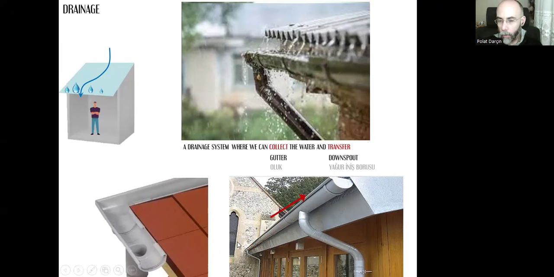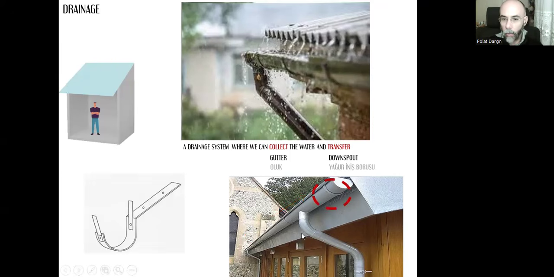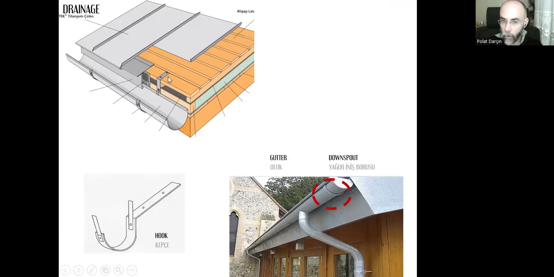That's why we need to provide a certain amount of slope for the gutter. Maybe 1% or 0.5% will be enough, so that the water will be directed towards the downspout, and it will be transferred safely. We can hang the gutter using these hooks. These are called hooks, kepçe in Turkish. We can nail them on the surface of the roof sheeting or on the surface of the rafters.